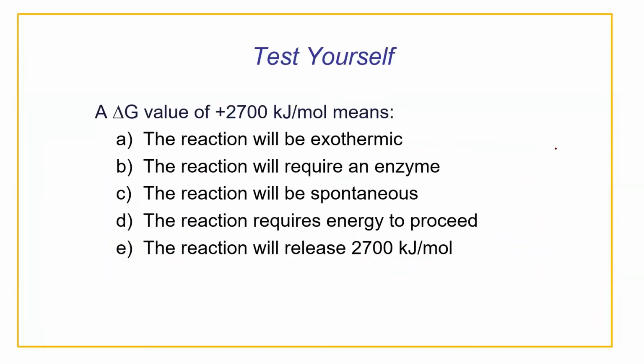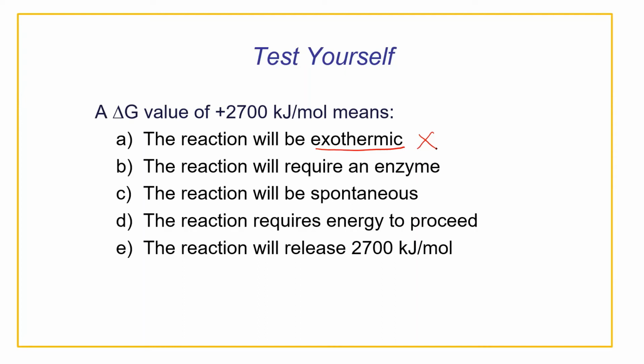So here's a sample question. Like I said, usually I'll have at least one like this on the midterm. You can see it says here positive delta G of plus 2,700 kilojoules per mole means. And now you've got to read all the questions and read all the answers. And of course, remember what all these words mean, right? The reaction will be exothermic. So what does that mean? Exothermic means releasing energy. So no, it's not exothermic. It's not releasing energy. Positive delta G means it requires energy to proceed.